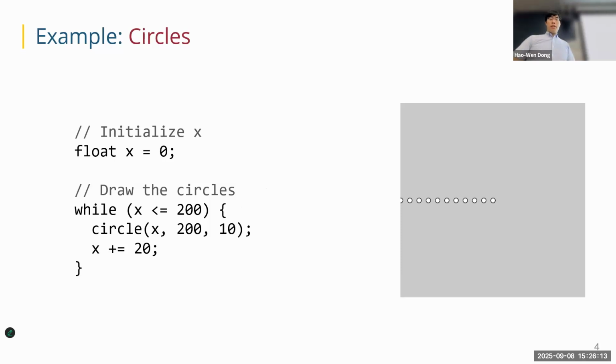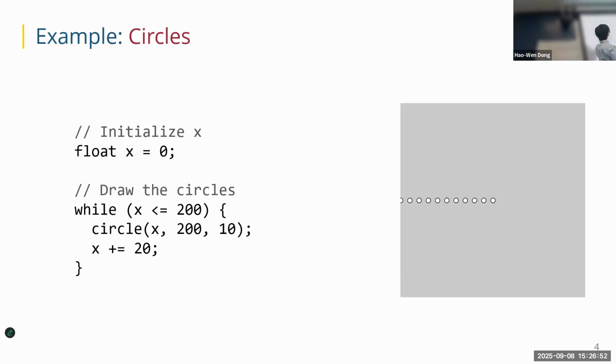So some examples. This is likely the simplest example we can do with a loop. You initialize x equals 0, while x less than or equal to 200, you plot it, and then you add 20 to x. So x plus equal 20, again, is equivalent to x equal x plus 20. So those two things are equivalent. Okay, anyway, this is a while loop.